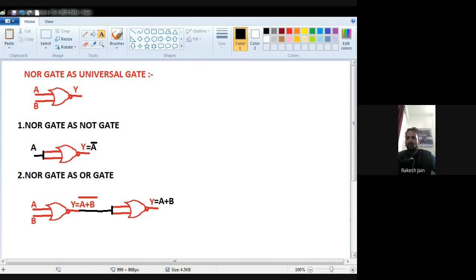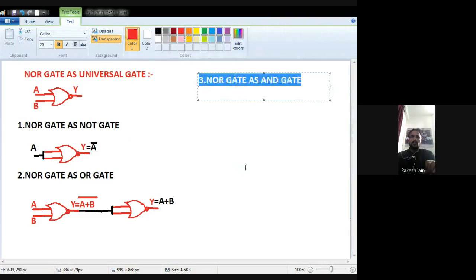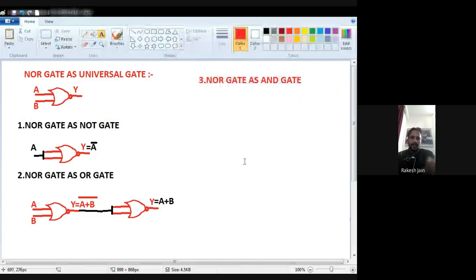Okay, now we want to build an AND gate with the help of NOR gates. So see very carefully. How does the NOR gate behave as an AND gate? What is the NOR gate output? If two inputs A and B are there, then the output is (A plus B) bar.